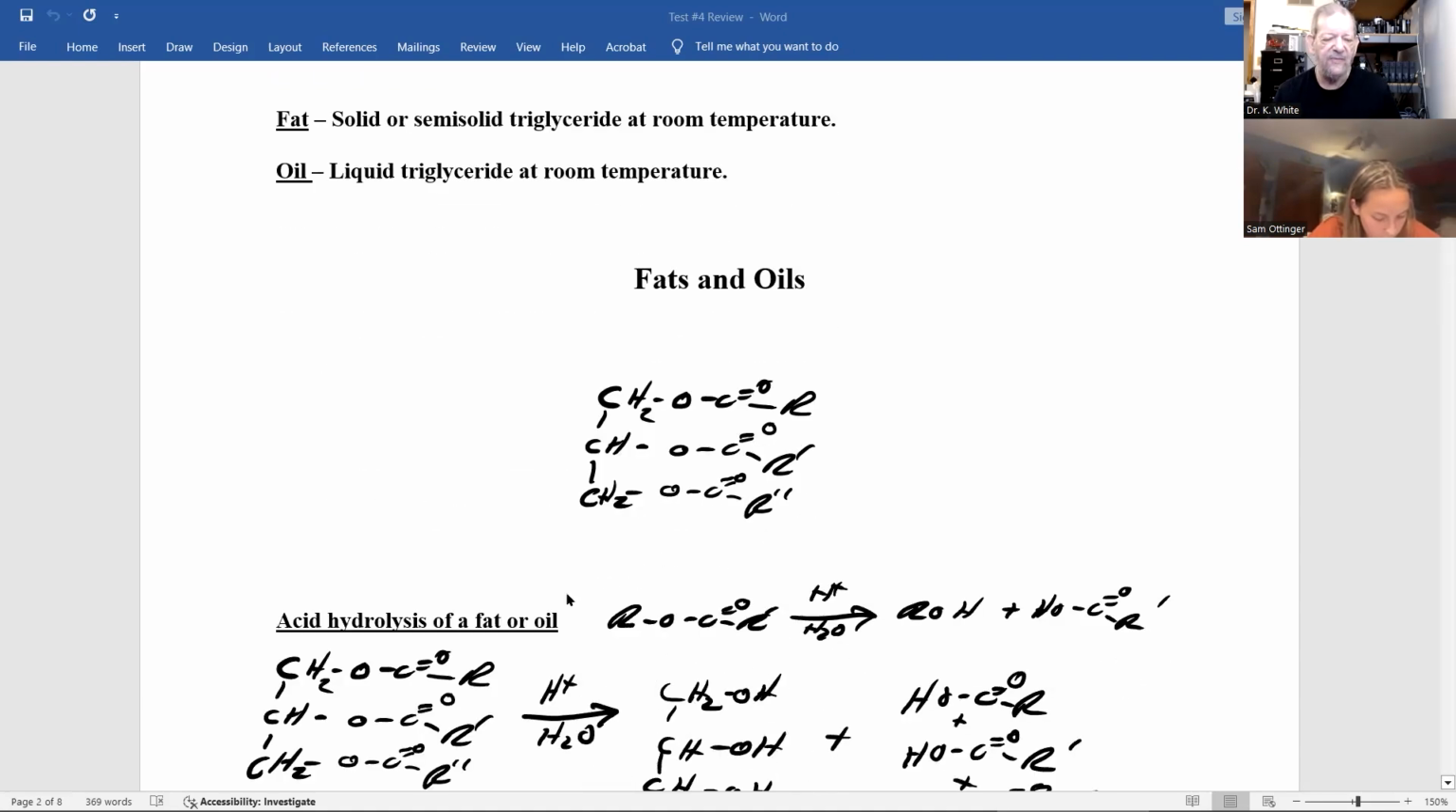Now, here I have the structure of the triglyceride. The general structure right here.